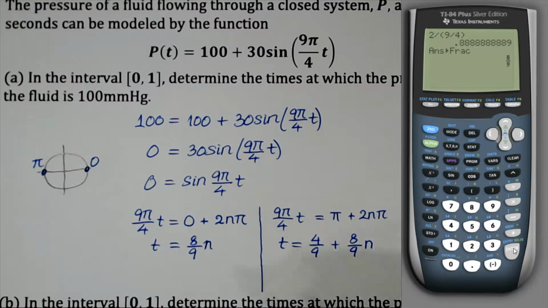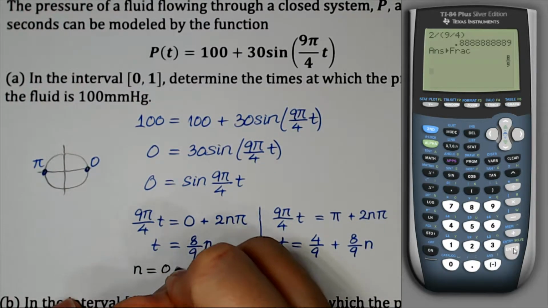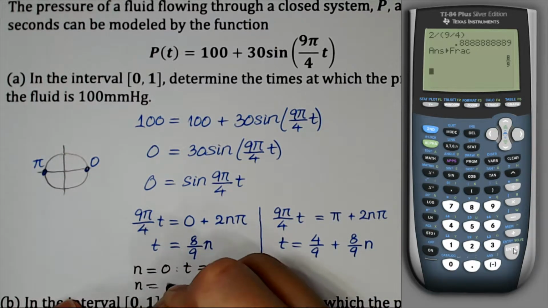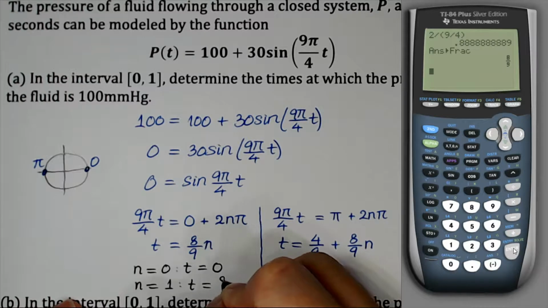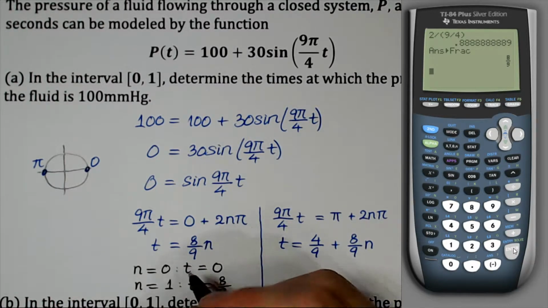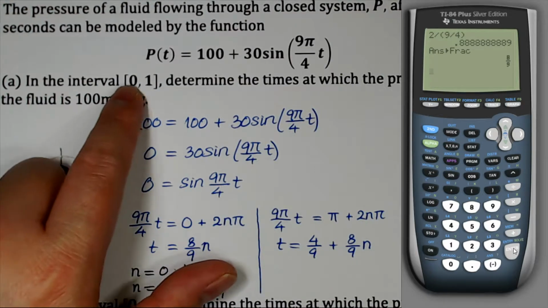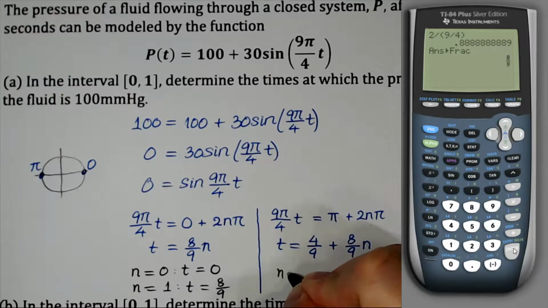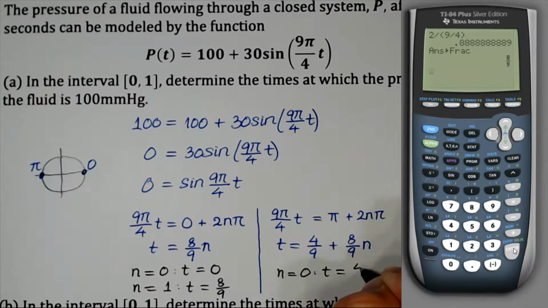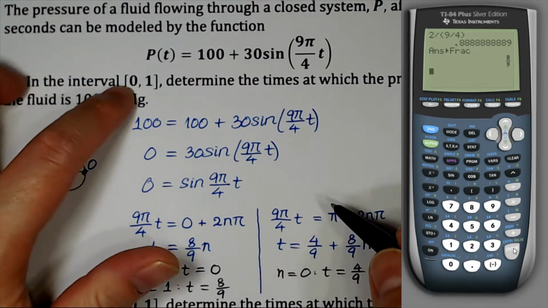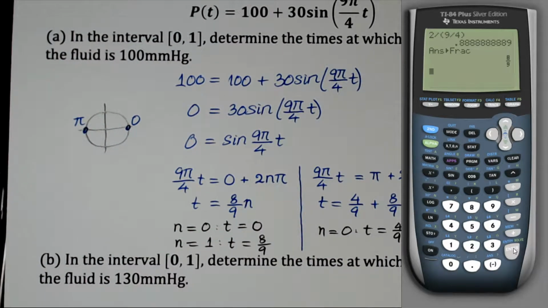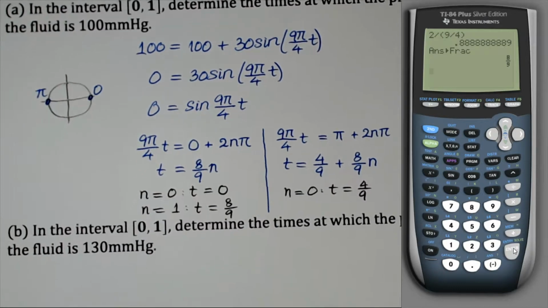Now we try some values for n. If n equals 0, t equals 0. When n equals 1, we have t equal to 8 over 9. If we choose higher values for n, it will be outside of 0 and 1. So we only have 2 answers there. We have one more here. When n equals 0, t is 4 over 9. If we choose higher values of n, the answer will not be between 0 and 1. So we have 3 answers here. Don't worry, there's a way we can check it later.